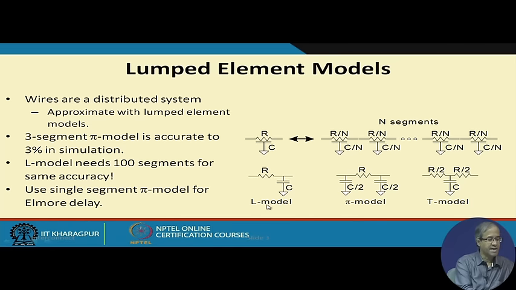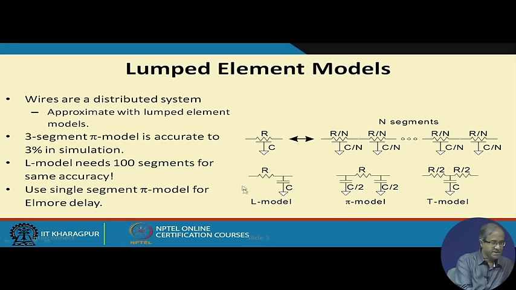One is called the L model, where for R and C, R is in series, after that C is coming in parallel to ground. The pi model, it looks like a pi, the structure: the R is in series and the total capacitance is split into C by 2 and C by 2, they are coming in parallel before and after. And the T model is the reverse, where the C is not split, but the resistance value is split, it looks like a T.